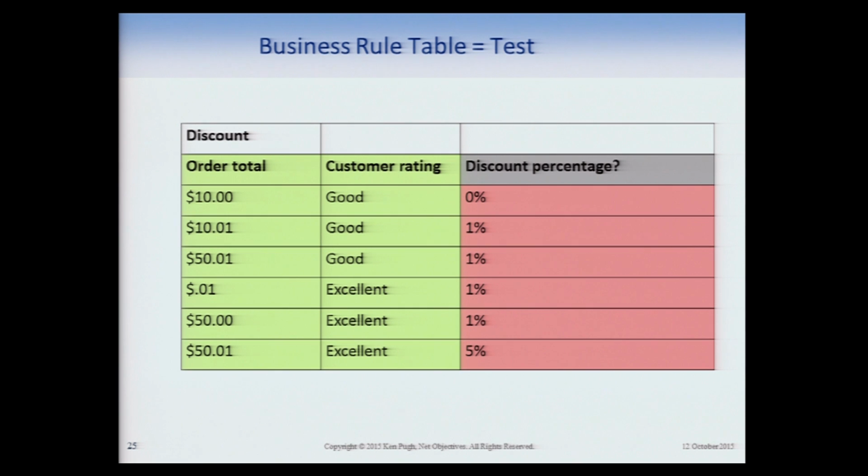Okay. Anybody ever see the Detective Columbo? Okay. So that's all you do. You just walk away and they go, oh, excuse me, I just got one more question for you. Okay. The $50.01 excellent is 5%, right? Okay. So now we have our examples.